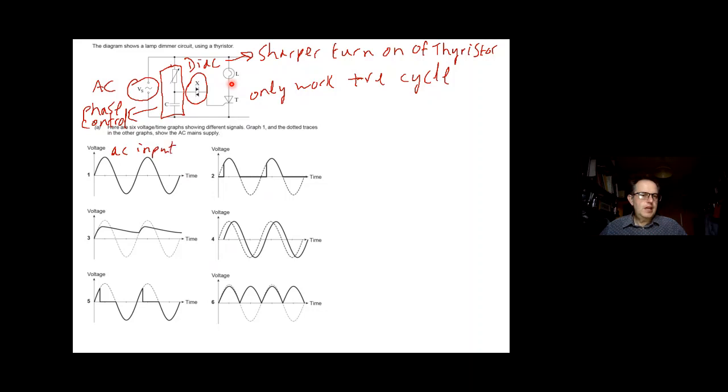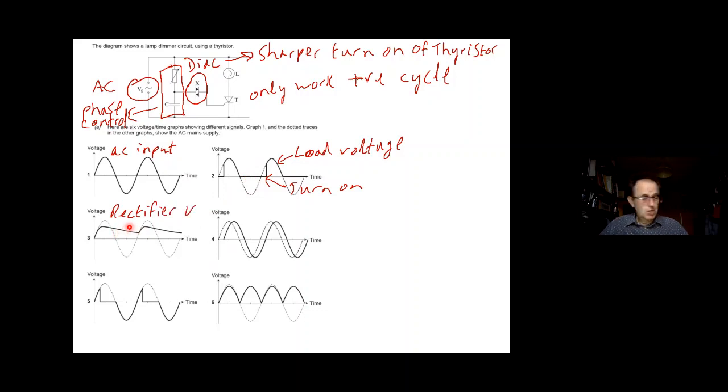So that's the AC input coming in, positive and negative cycle. These are just graphs they've given us this time, so let's analyze them before I answer the question. What this is showing is the load voltage. So that lamp in this case would be getting a voltage, starting at this point, it gets the voltage, turns on. Then it goes off on the negative cycle because the thyristor is turned off.